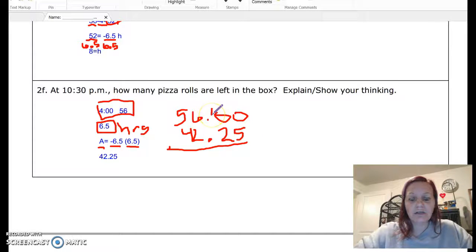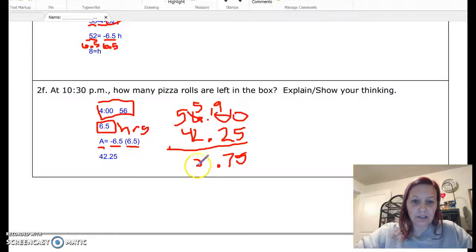Once again, if you are doing your math on a calculator, please make sure at least you write the problem down along with the answer. Okay. So we know you're going to have 3/4 of a roll left. Somebody didn't eat all their pizza rolls. You should have 13 3/4 of a pizza roll left.